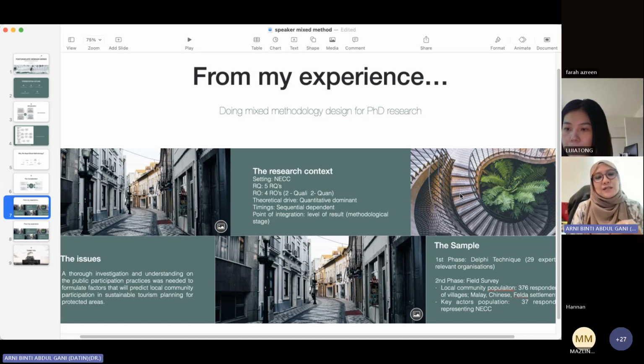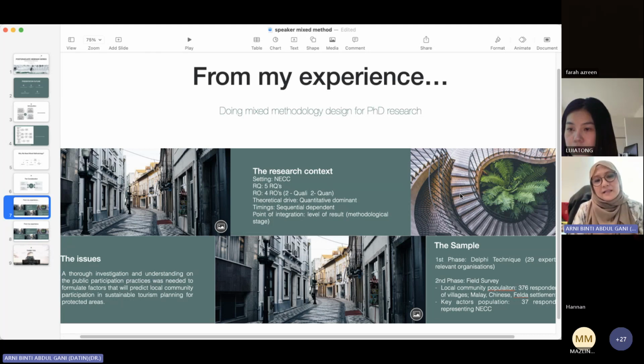The issue, I'll just give a very brief one: a thorough investigation and understanding of public participation practices, because I did my research on protected areas in Malaysia, looking into local community participation. There is close to none actually recorded on that in Malaysia. So a thorough investigation and understanding of the public participation practices was needed before I could formulate factors that can enhance public participation in Malaysia. That was the whole thing, in one sentence.